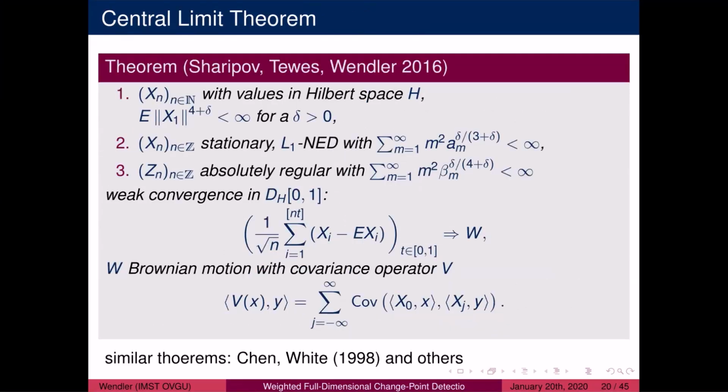Okay. So now, under some moment and some dependence conditions, we have weak convergence in the L2 space of Hilbert space valued functions of our partial sum process to this Brownian motion W, where the covariance operator is given by this infinite sum of covariances. That's the same as if you work with one-dimensional time series data. You could also call it the long-run covariance, which is the sum of all autocovariances.